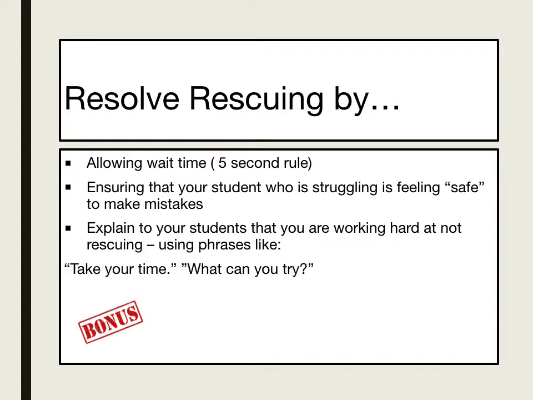We also have to ensure that our students who are struggling feel safe to make mistakes. So round robin reading isn't an ideal environment for this. So we need to think about how we are managing and creating our groups. Also, explain to your students that you're working hard at not rescuing because you're trying to get them to be more independent learners. So phrases like take your time, what can you try are very helpful.